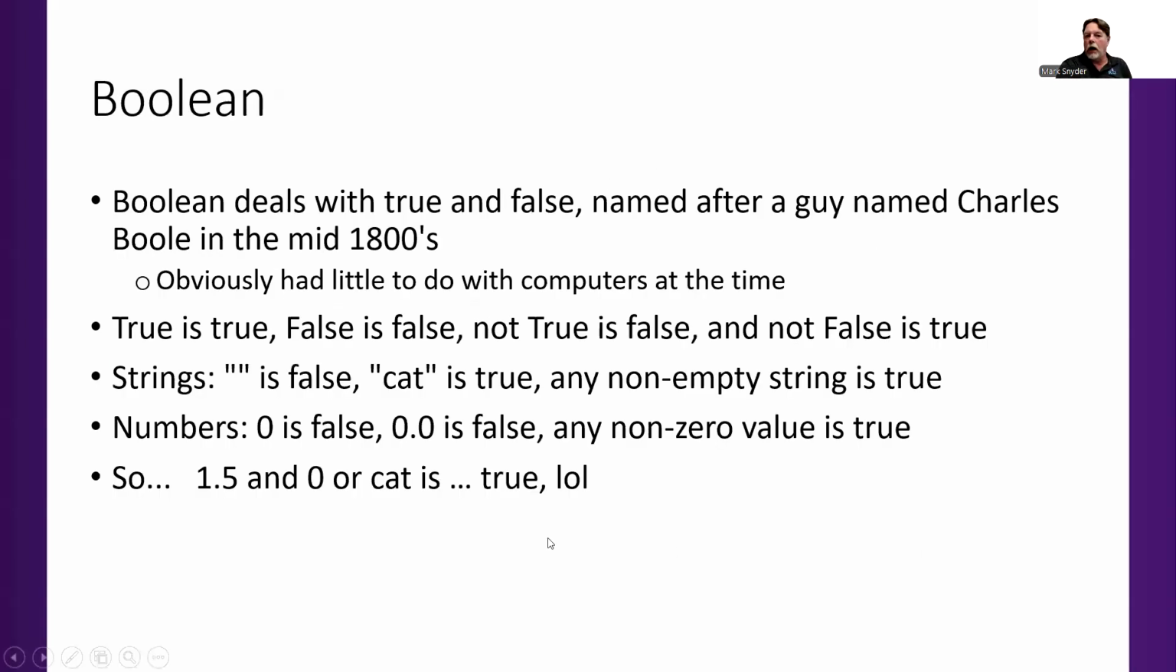Okay, moving on. Boolean. So what is this Boolean stuff? And you ask what float is. Float's decimal data. What's this Boolean stuff? Boolean is all about the true and false.